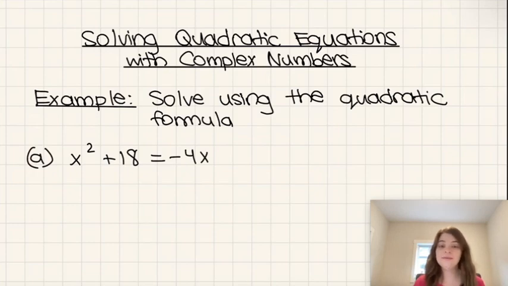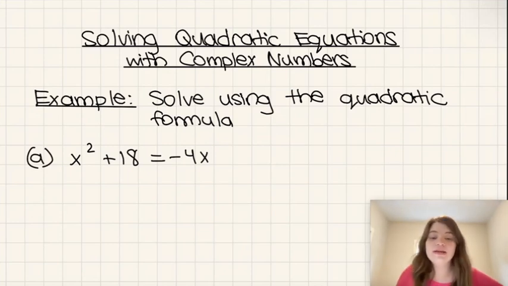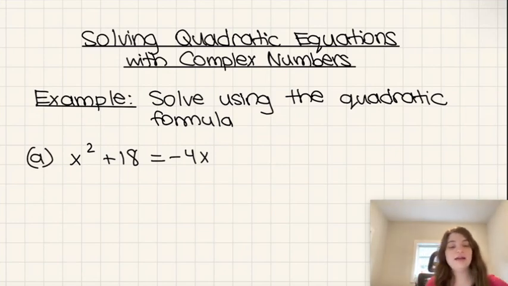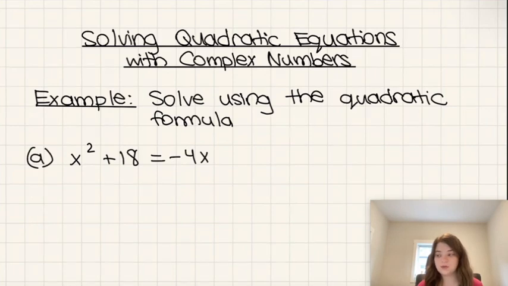in Algebra 1, is that in Algebra 1, the second that we get a negative sign in our square root, we say that there are no solutions, right? Or no real solutions, I should say, which is true. There are no real solutions. If we have a negative in the square root, there are only complex solutions.